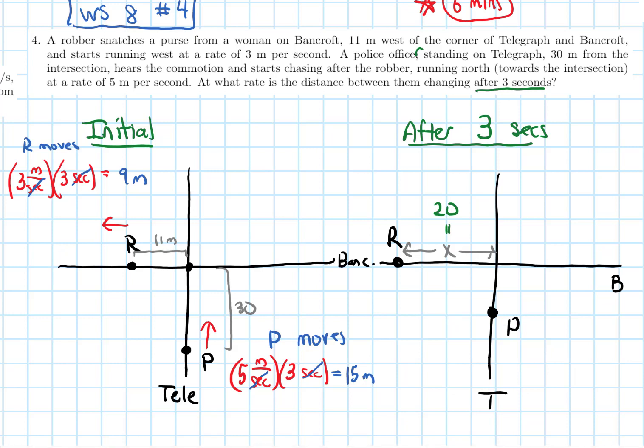Okay. I'm going to assign a variable to that length as well, because it is changing, because the police officer is moving. But at the instant that we care about, this Y value is going to be 15. Okay. The question is asking what rate is the distance between them changing. So let's draw that. So I'm going to draw a line between them. And that's changing, so I'm going to assign a variable to it like Z. All right, so we got our picture.